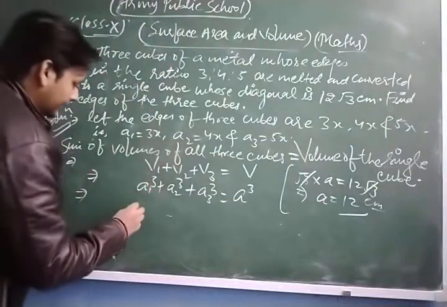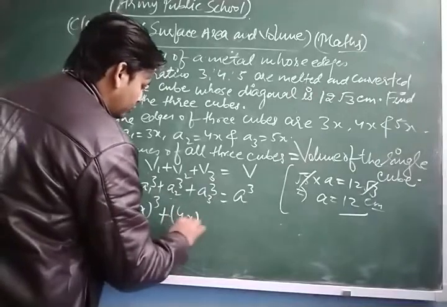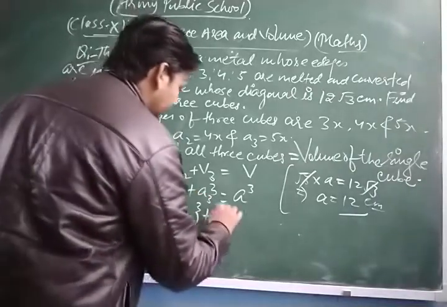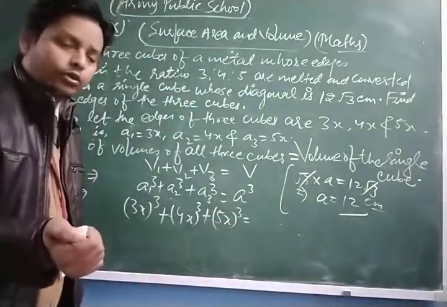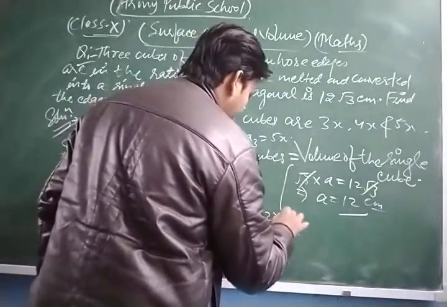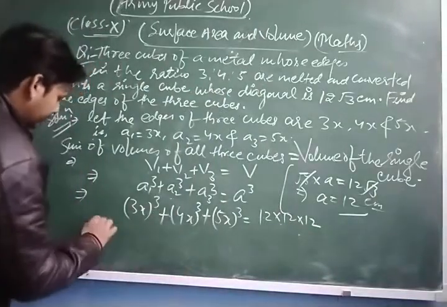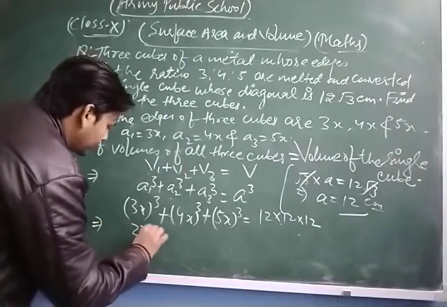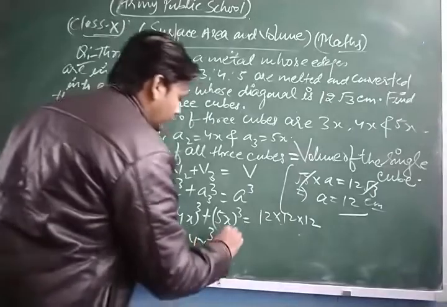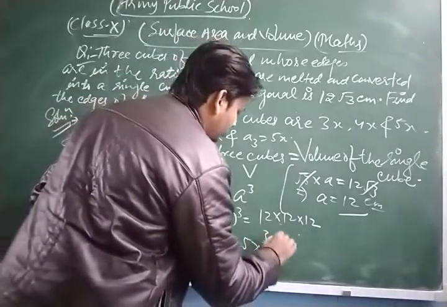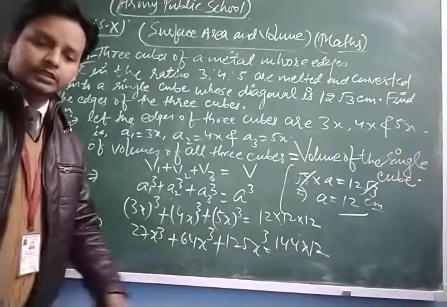Now we put all the values. a1 is 3x, so 3x cube, plus a2 is 4x, so 4x cube, plus a3 is 5x, so 5x cube, is equal to a cube, where a is the edge of the single cube, that is 12 cube, 12 into 12 into 12. Now we simplify: 27x cube plus 64x cube plus 125x cube is equal to 144 into 12. Now we just simplify them. Let's see.